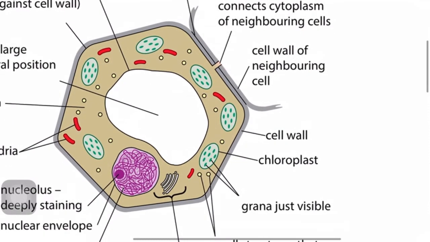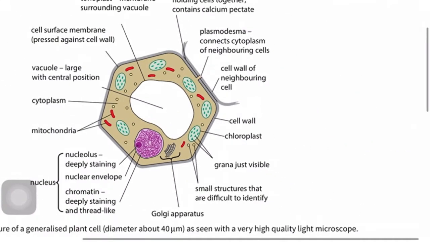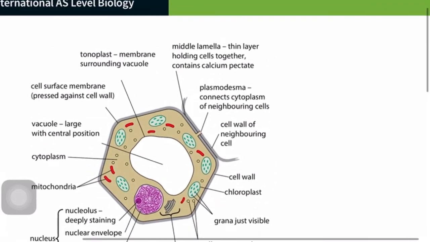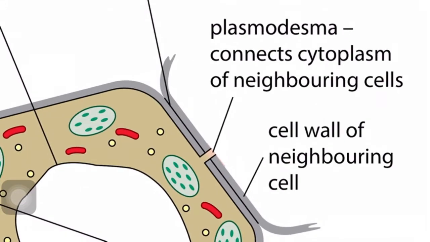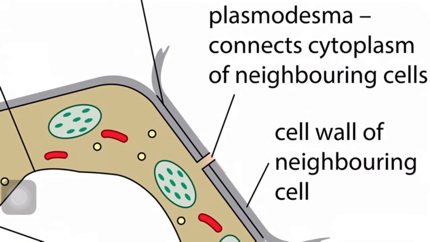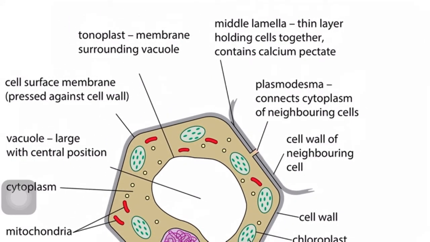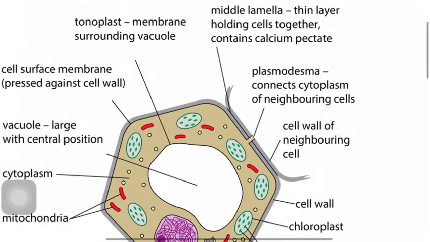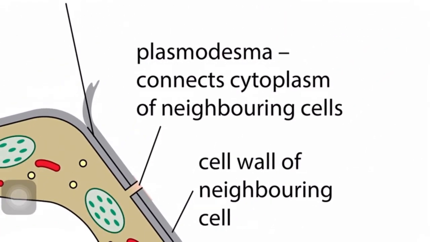It has chloroplast, which contains the chlorophylls. Chlorophylls are present in the grana of the chloroplast, where photosynthesis occurs to make carbohydrate, because we know that plant cells can make their own food, but animal cells cannot. Plant cells also have a cell wall, which is totally permeable, but it is needed for protection and for rigidity. The cell wall has the middle lamella, which holds cells together and contains calcium pectate. There is plasmodesmata, which connects the cytoplasm of neighboring cells.